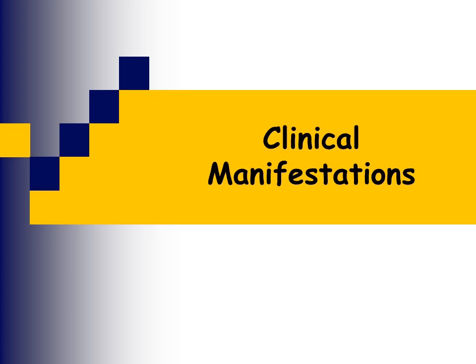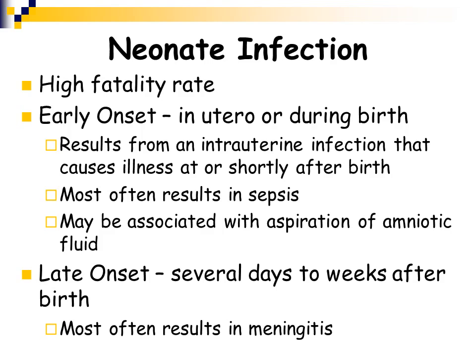The clinical manifestations of Listeria include a neonatal infection. Listeria in the neonate is a highly fatal infection. There are 2 different types of neonatal infection caused by Listeria. There is early onset and late onset. In early onset, this occurs either in utero, so vertical transmission from the mother to the fetus in utero, or during birth.